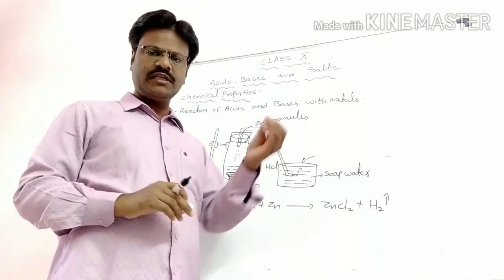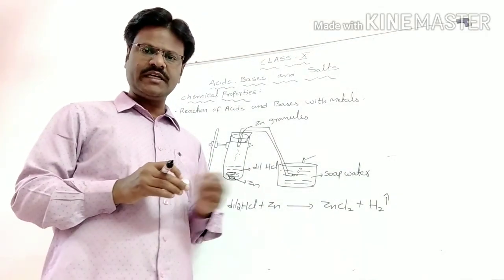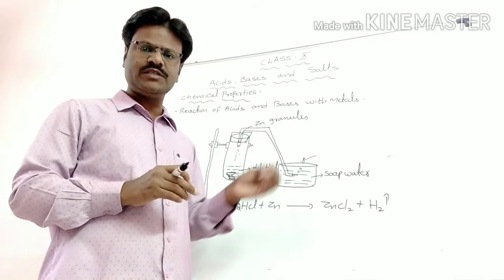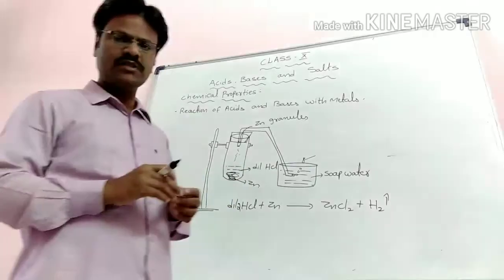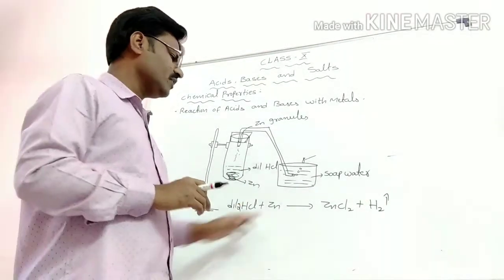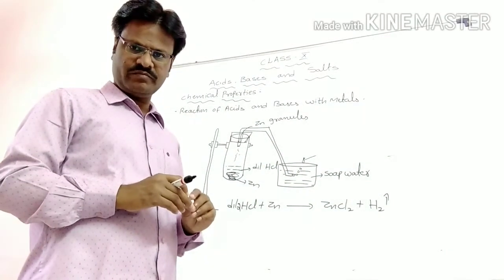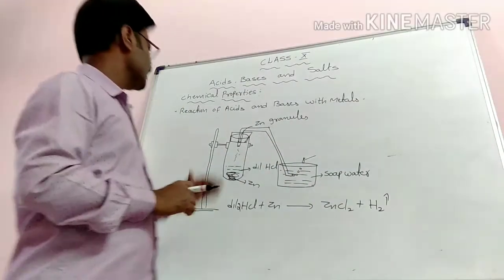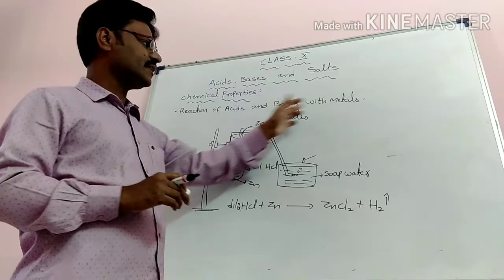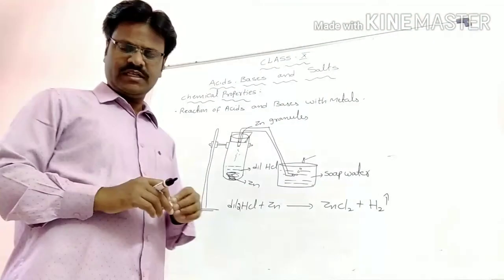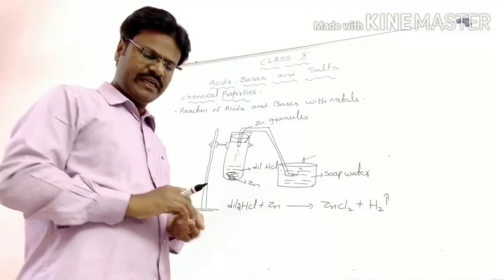If you take a burning splinter near the hydrogen gas, the burning splinter is put off with a pop sound. So this is the indication of hydrogen gas. The second one is reaction of bases with metals.